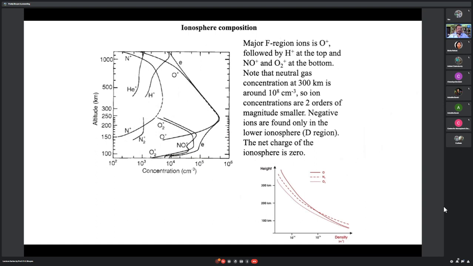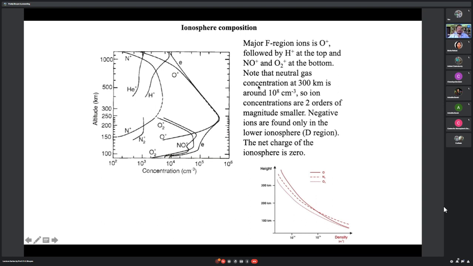So as and when these heavier species, O and NO, give way to hydrogen, it will be at a height of, say, 400, 500, 600 kilometers. Beyond that you will get hydrogen ions, because hydrogen should be there for ionization. So you will get hydrogen ions above about 400 kilometers or so.